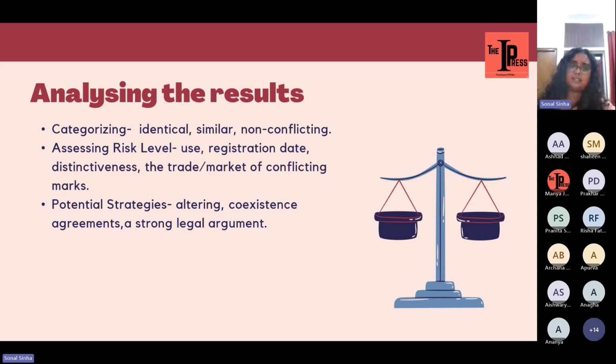The risk level, again, depends on the registration date, the market through which the conflicting marks will go through, and the distinctiveness of your client's mark. And then, of course, potential strategies that you will use at a later stage. For example, when you write your opinion, you can say that, okay, this mark seems to be similar or this mark seems to be identical, but we can very easily overcome any objection or oppositions by claiming prior use or claiming different goods and services or claiming distinctiveness, stuff like that.